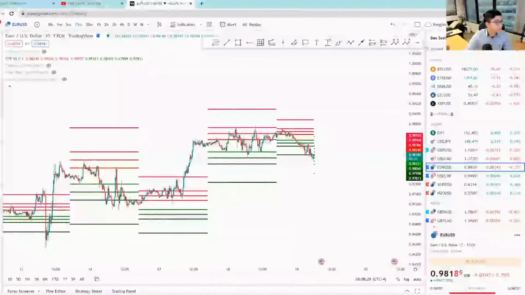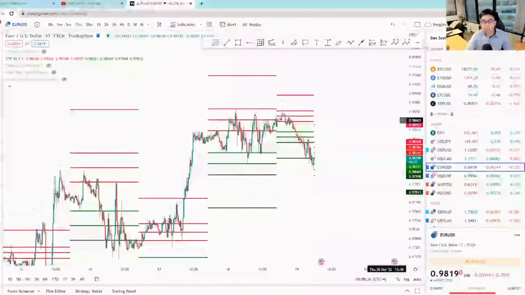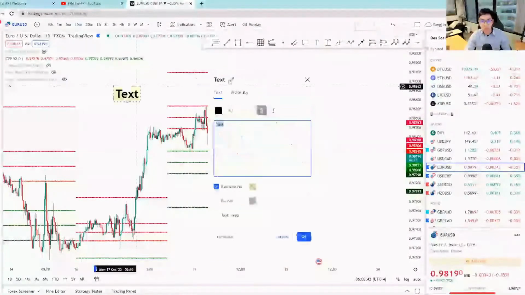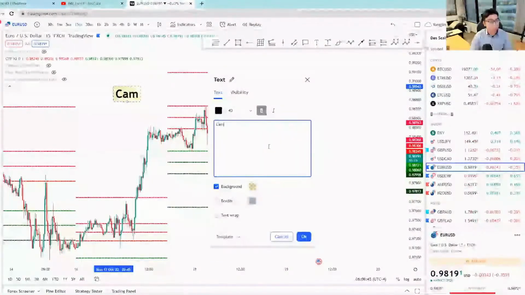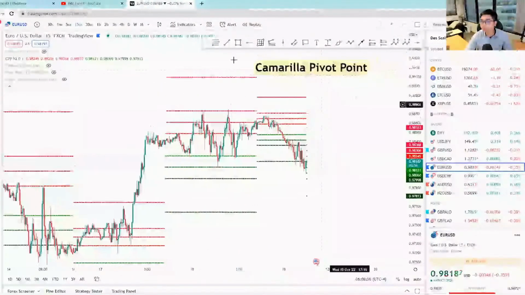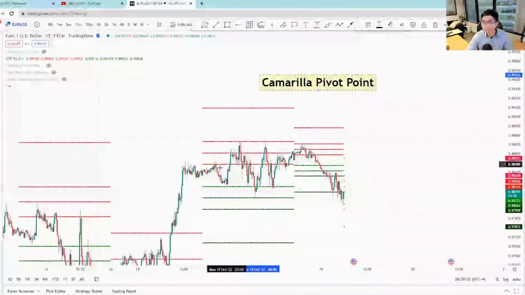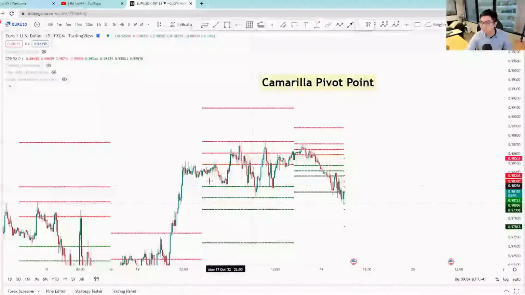Okay, so we are on this. For these pivot points, the Camarilla, let me type it out. Excuse my pronunciation, Camarilla pivot points. So with this, we have the supports: support 1, support 2, support 3, support 4.